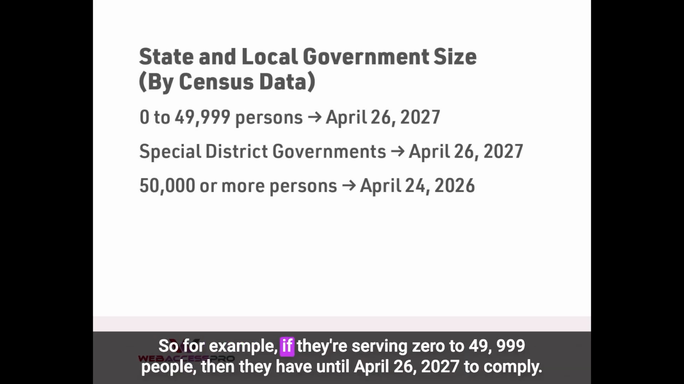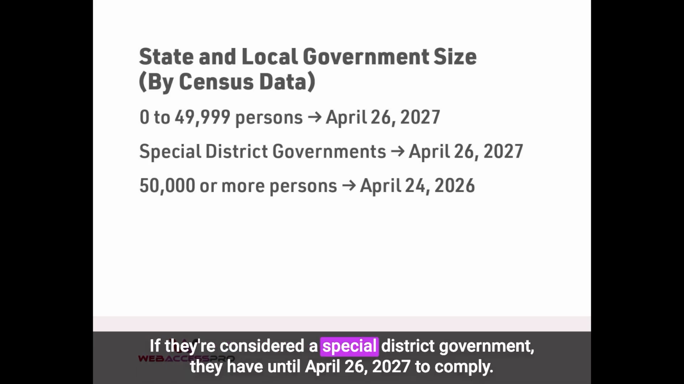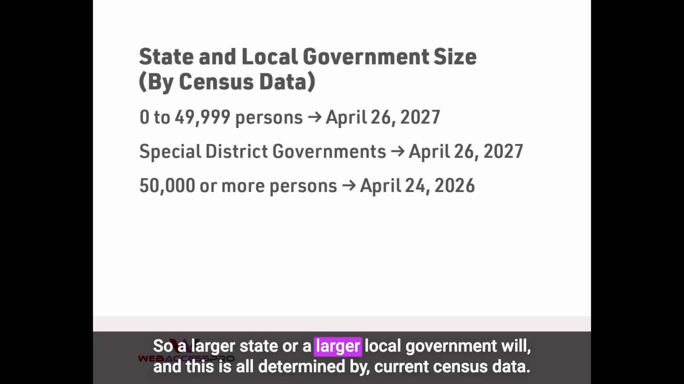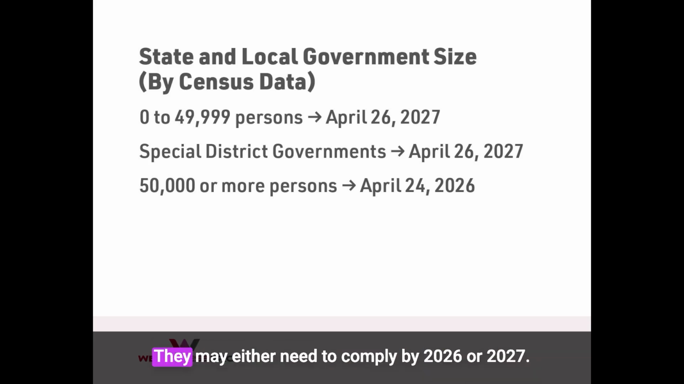For example, if they're serving 0 to 49,999 people, then they have until April 26, 2027 to comply. If they're considered a special district government, they have until April 26, 2027 to comply. If they have 50,000 or more persons, then they have a shorter timeline. They must comply by April 24th, 2026. So a larger state or a larger local government will, and this is all determined by current census data, need to comply by either 2026 or 2027. So they have a few years to do this.